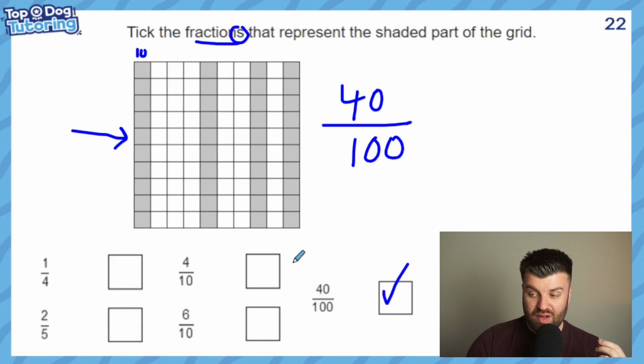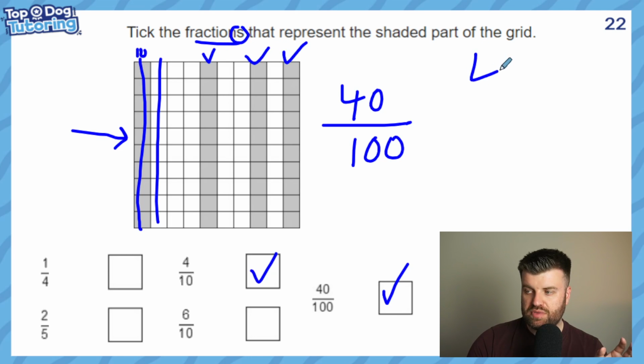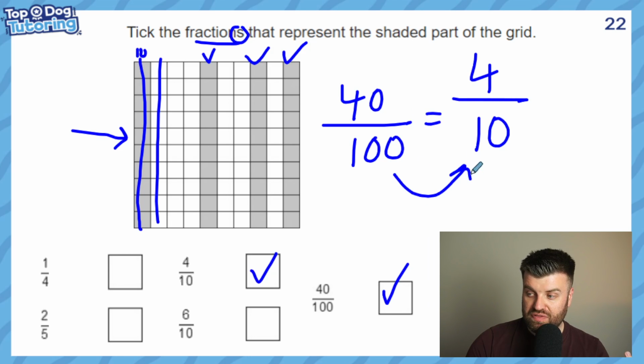So now what I'm really being asked is, can you find equivalent fractions the same as that? I'm going to tick 4 tenths straight away. The reason I'm ticking 4 tenths straight away is because we know these strips are tenths. There are 10 columns. So I've got 1, 2, 3, 4 columns out of 10 columns shaded. So these are equivalent. Again, you could have divided by 10, top and bottom, and got the right answer.